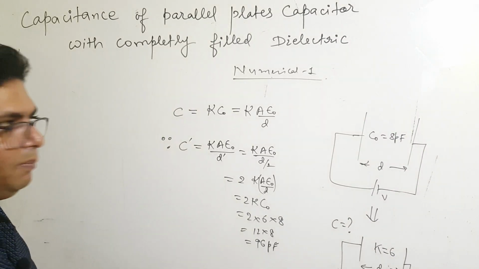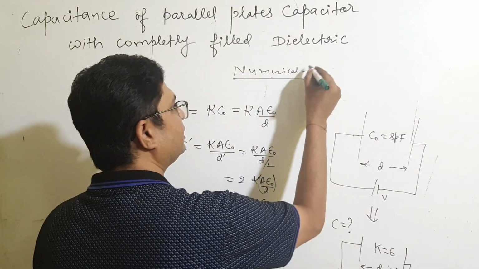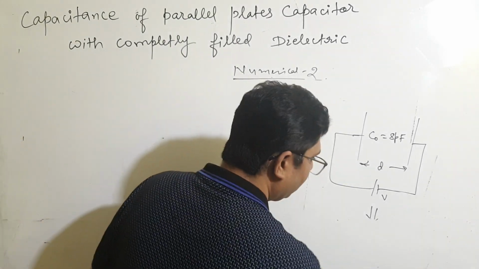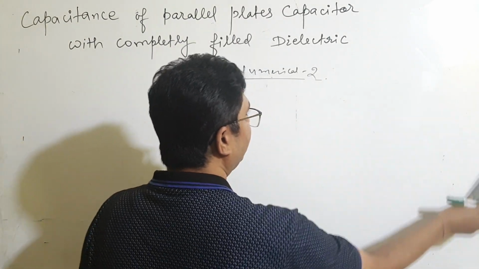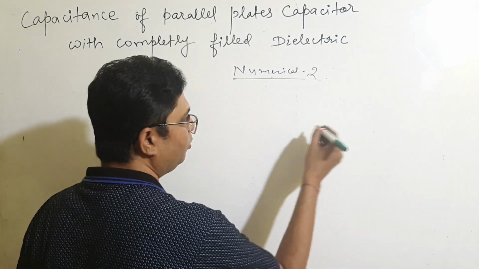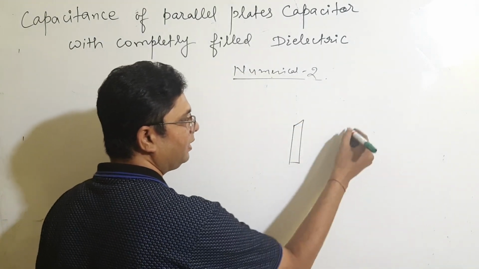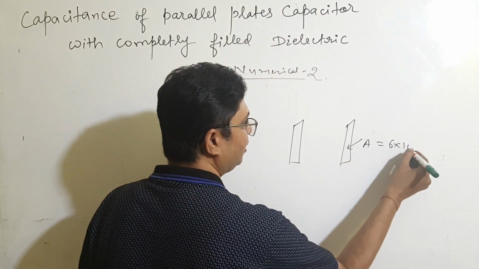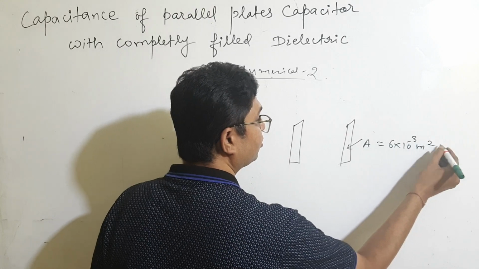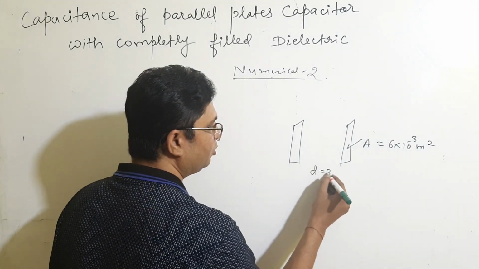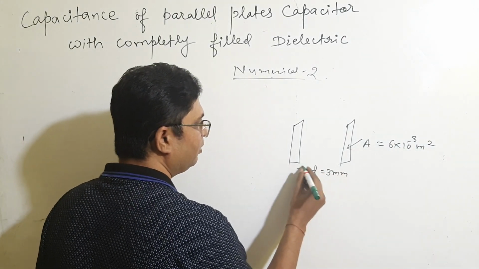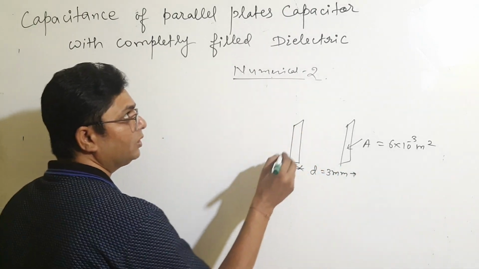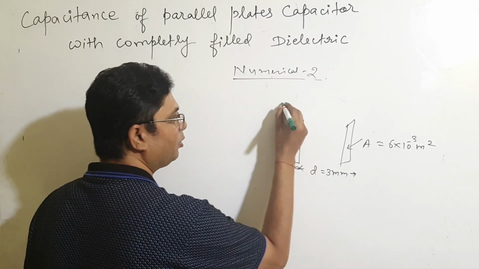Just now we have seen numerical number 1. Let us see a second numerical based on this. In this second numerical, I am giving you two parallel plates, plate number 1 and plate number 2. The plate area is given as 6 times 10 to the power minus 3 meter square. Let D equal 3 mm. Then in this situation, these two are connected with a potential source.